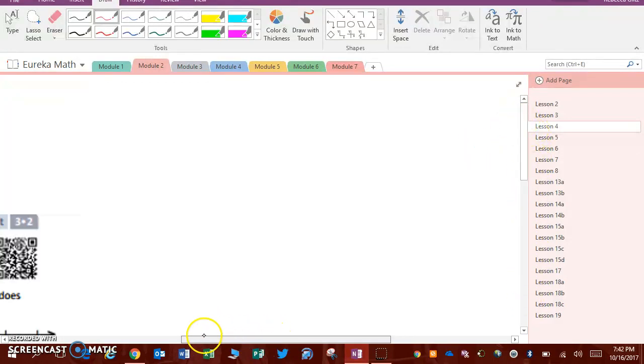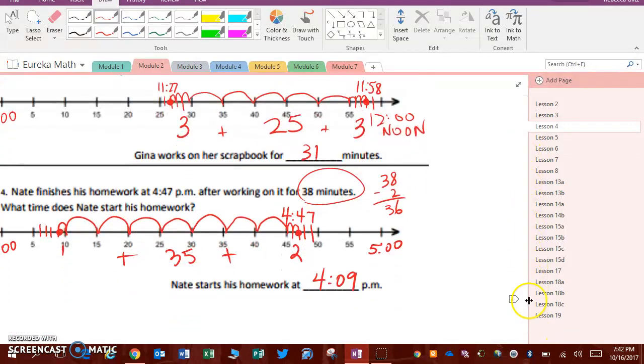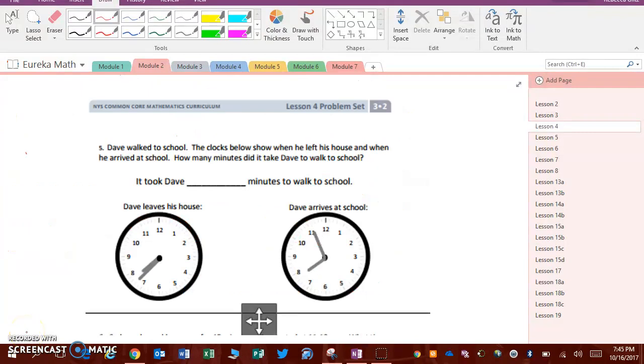Uh-oh, there's no backside. Where did it go? Have to check into that one. Okay, found the other problems here. So let's finish this up. So we are at number 5.